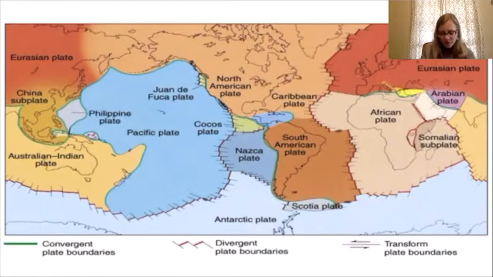All right, these are all the different plates. I'm going to pull this up at least one other time so you can see where specific things are happening. I probably should come back to it a few times, actually.